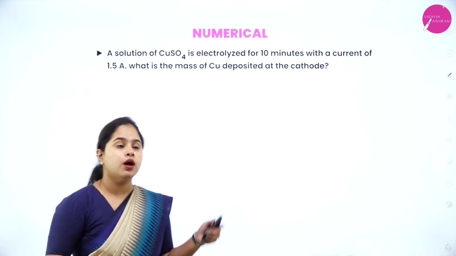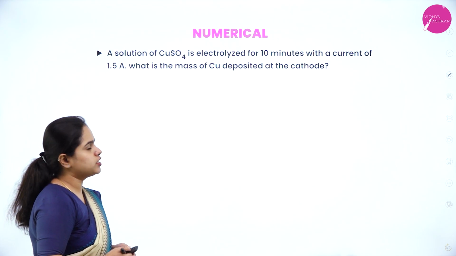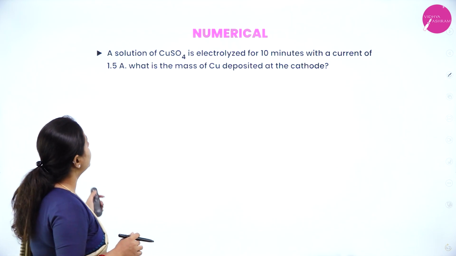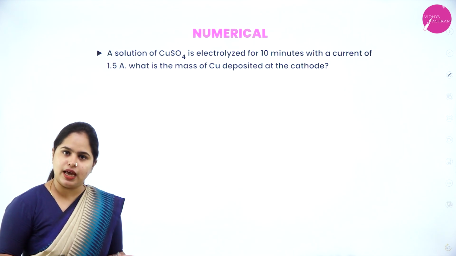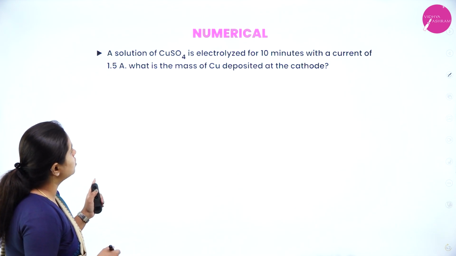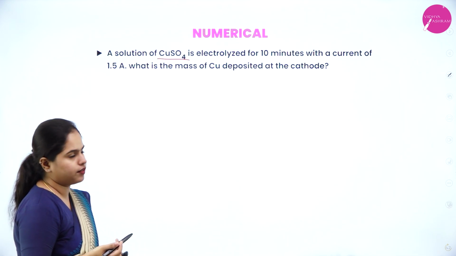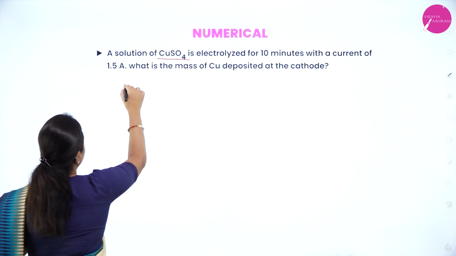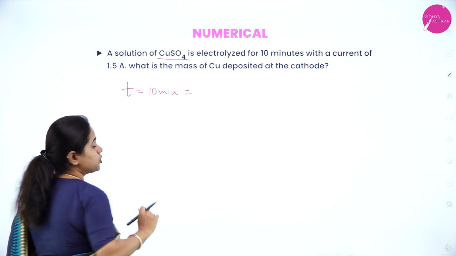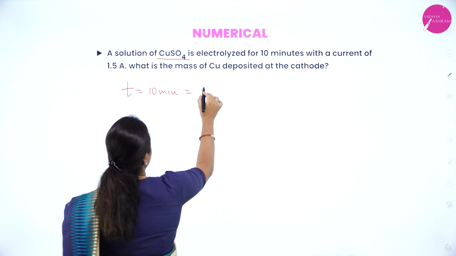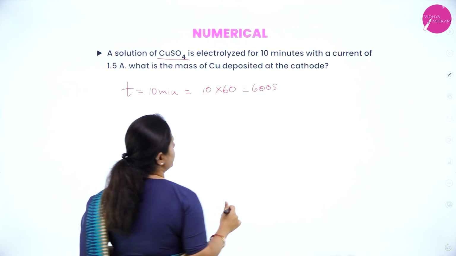So now let's do a problem based on this. A solution of copper sulfate is electrolyzed for 10 minutes with a current of 1.5 ampere. What is the mass of copper deposited at the electrode? So the electrolyte given is copper sulfate, electrolyzed for 10 minutes. It is given in minutes, so our first job is to convert it into seconds. That is 10 into 60, that is 600 seconds.